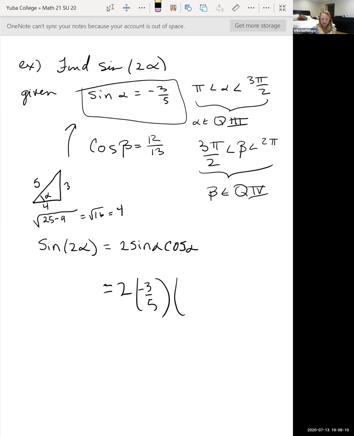We're in quadrant 3. Cosine is negative in quadrant 3, so I have a negative. And then cosine of alpha is adjacent, which is 4, all over hypotenuse, which is 5. Nothing simplifies in my numerator or denominator, so just multiply across. 2 times -3 is -6. -6 times -4 is 24, all over 5 times 5 is 25.